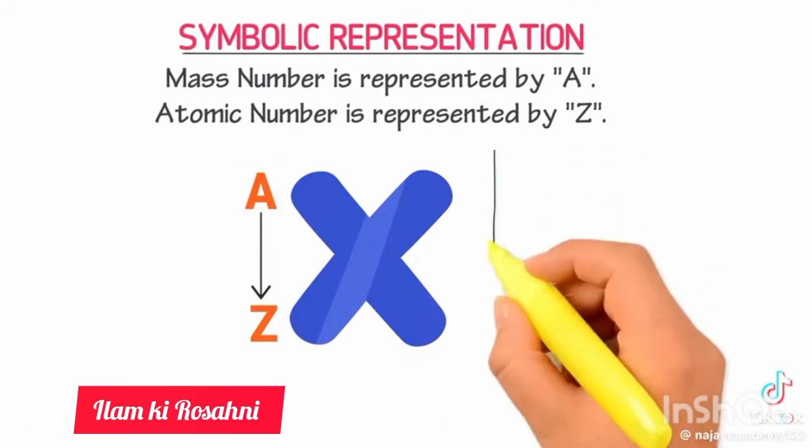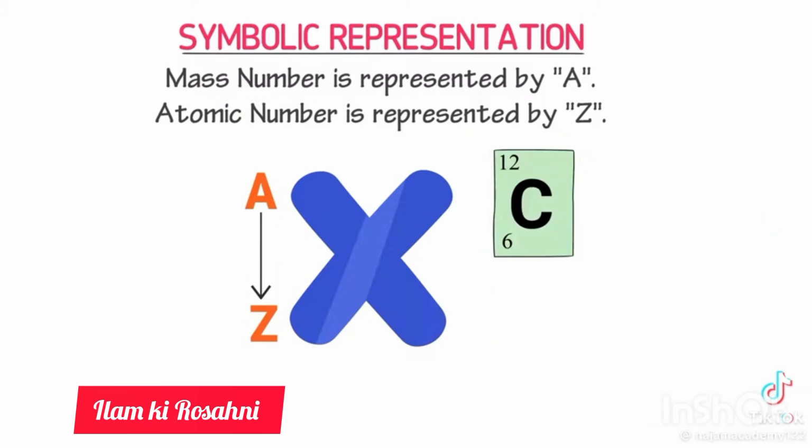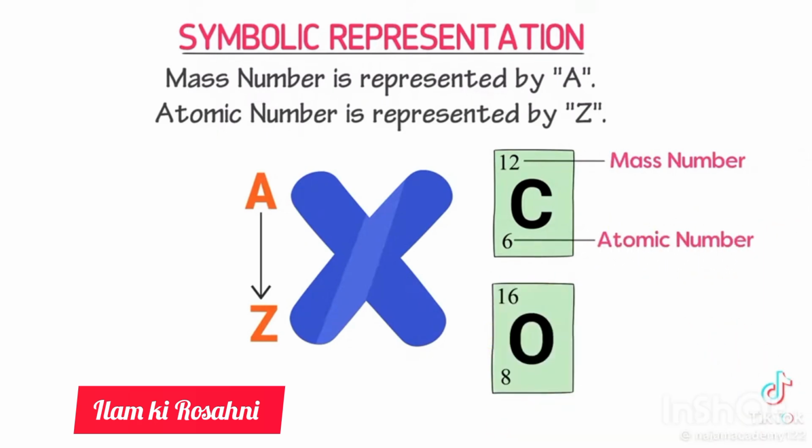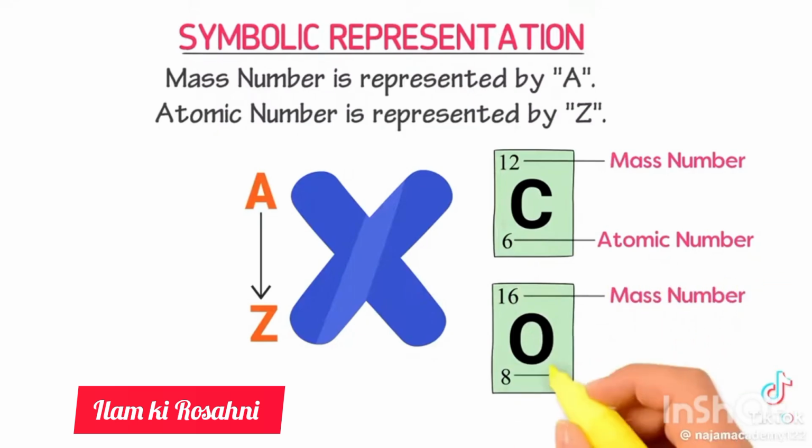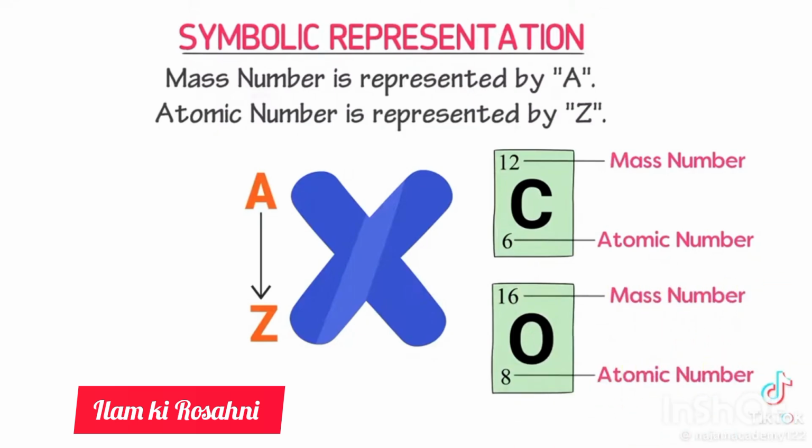For example, you can spot that carbon atom is usually written like this in the periodic table. Again remember the mnemonic from A to Z. 12 is the mass number of carbon and 6 is the atomic number of carbon. Similarly, you can spot oxygen atom like this in the periodic table. Again remember from A to Z. 16 is the mass number of oxygen atom, while 8 is the atomic number of oxygen atom.